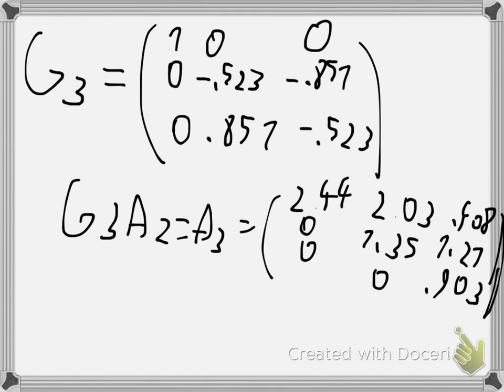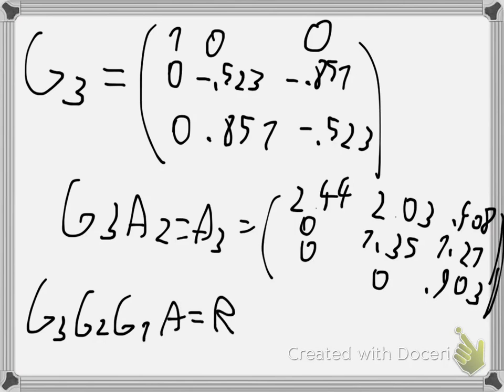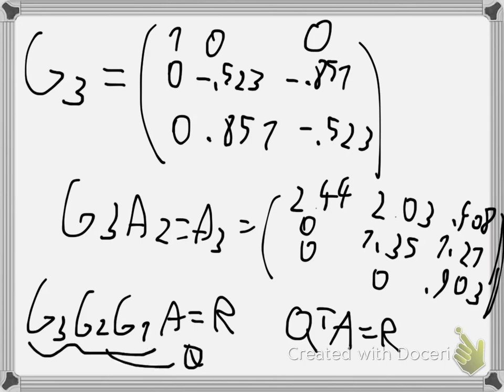Okay, and so we get that, remember, all these matrices applied to A give us our upper triangle matrix, and because we know that Q transpose A is equal to R, we know that this here is Q transpose, and so we could take the transpose of the product of these three given rotations, and we could get Q. Okay, you can do that on your own if you want.